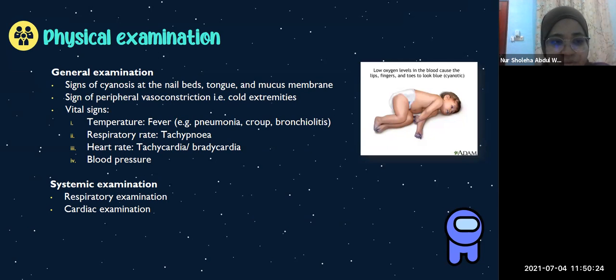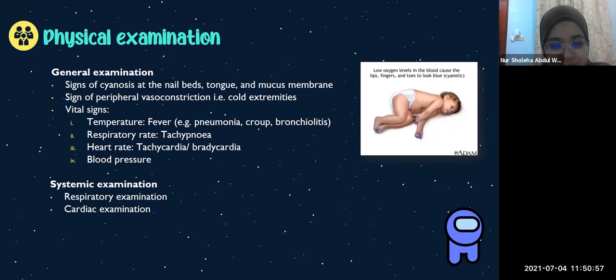And then we also need to look for signs of peripheral vasoconstriction, which can cause peripheral cyanosis, for example cold extremities. And then we need to check the vital signs of the patient, for example the temperature. We need to know whether the patient is having fever or not, because fever may indicate infectious causes of cyanosis, for example pneumonia, croup, or bronchiolitis. And then we need to measure the respiratory rate of the patient. Tachypnea is usually a sign of respiratory distress, so we need to measure the respiratory rate.